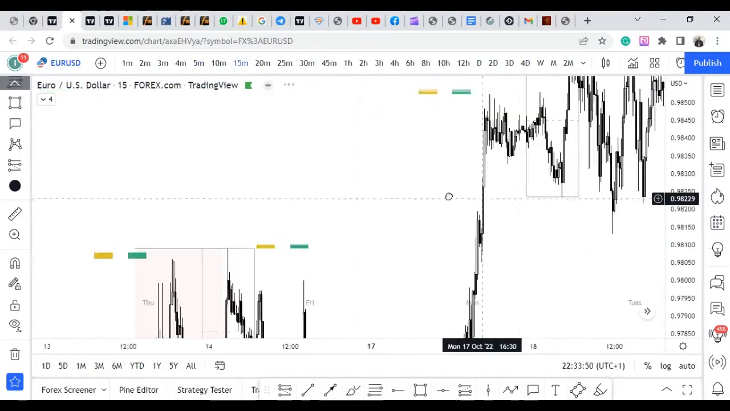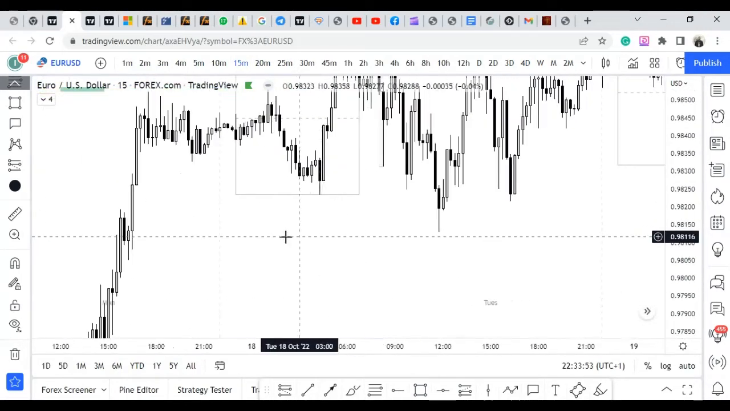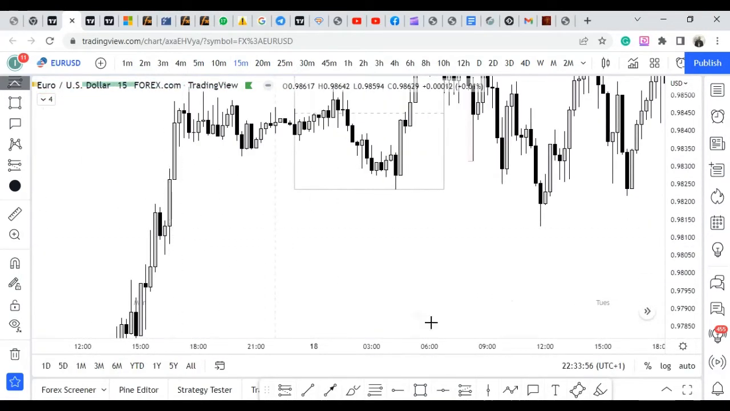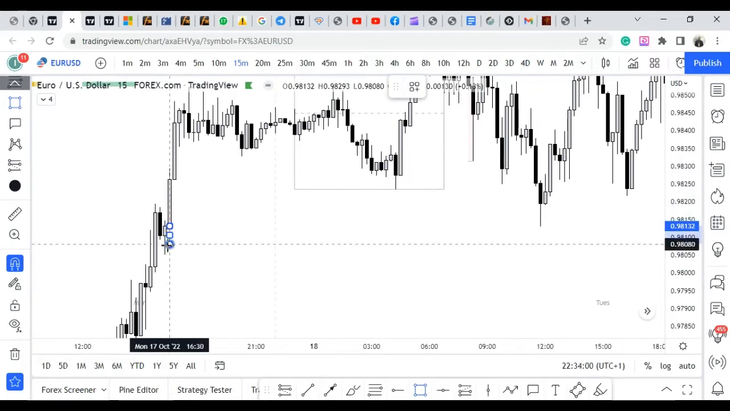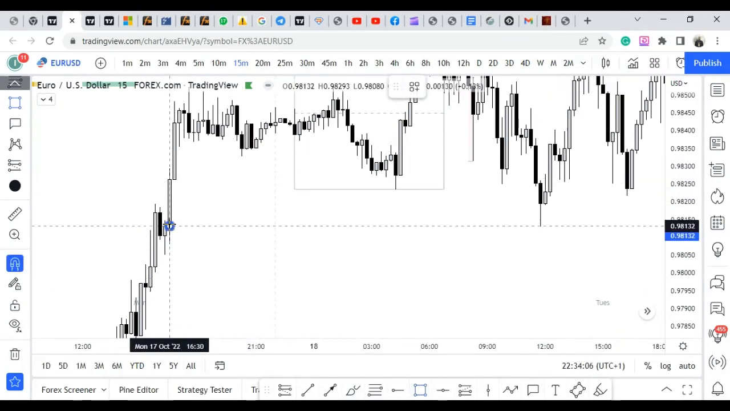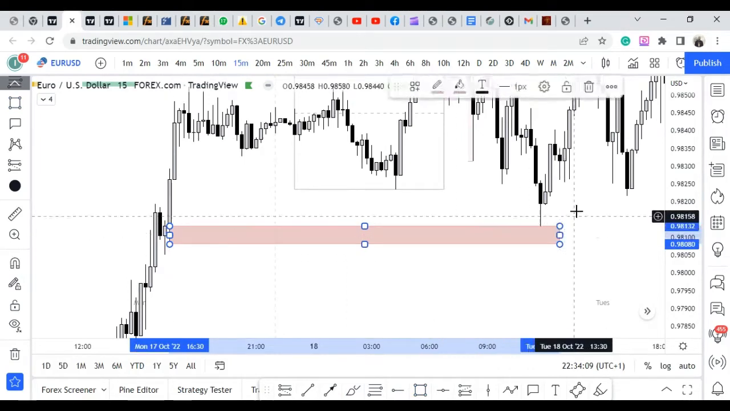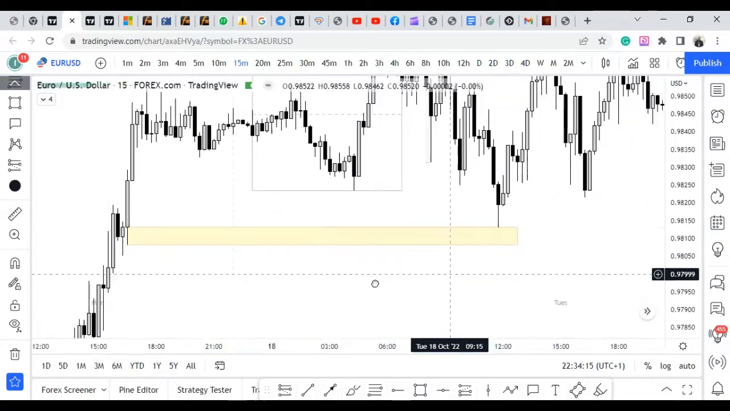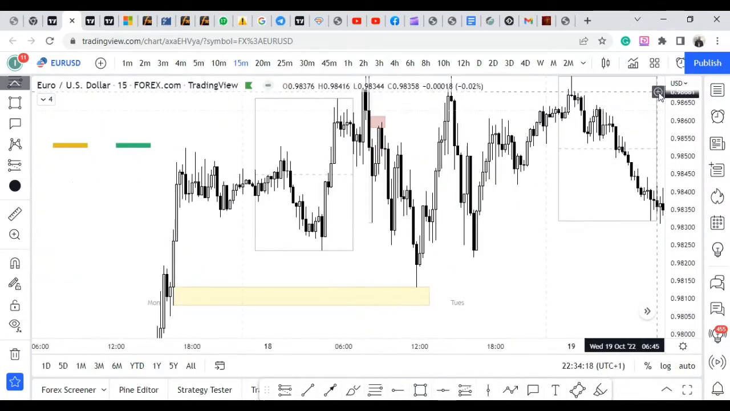So if you scale down to the 15 minutes, let's see. I think we have a clearer view here. Okay, we have this zone on 15 minutes. This demand zone that most likely is where price reacted from to give us this move.